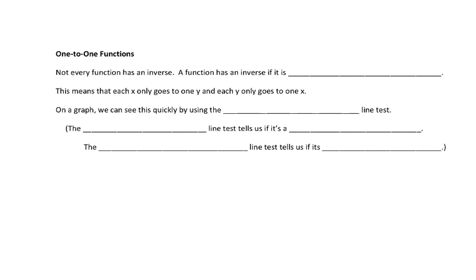So not every function has an inverse. A function has an inverse if it is 1 to 1. So that means that each x only goes to 1 y and each y only goes to 1 x. On a graph, we can see this quickly by using the horizontal line test.